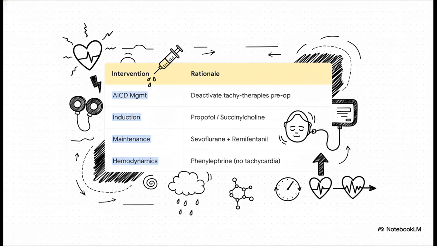And here's a really key clinical pearl, the choice of vasopressor. They used phenylephrine. It's a pure alpha agonist, so it raises blood pressure without jacking up the heart rate, which is exactly what you want to avoid in a patient with long QT.